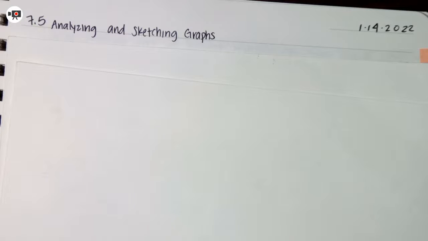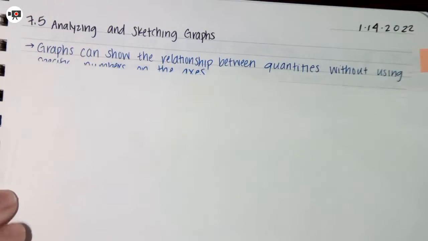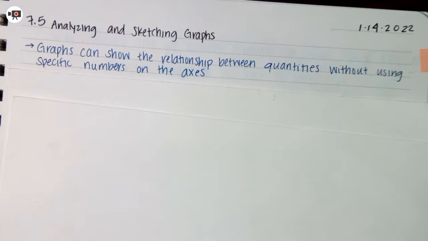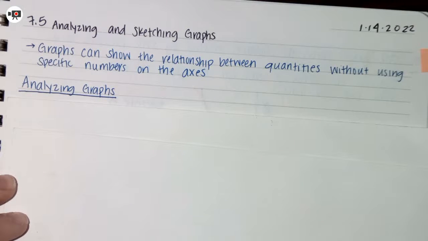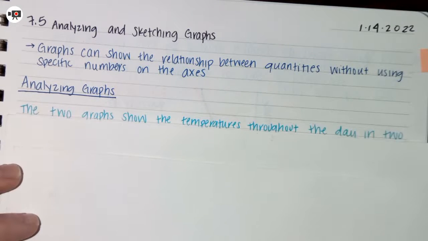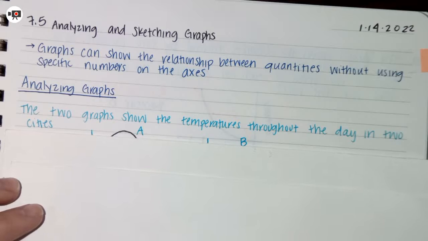This is 7.5, Analyzing and Sketching Graphs. Graphs can show the relationship between quantities without using specific numbers on the axes. So we're going to look at, they're just going to be pictures of graphs, but no numbers on there. So to analyze them, we're going to do an example.